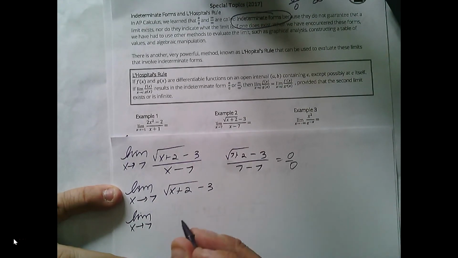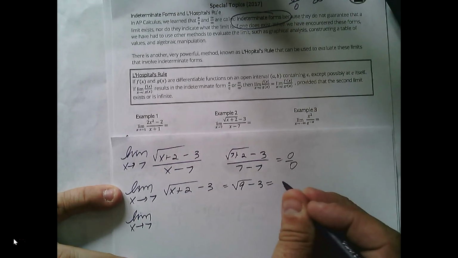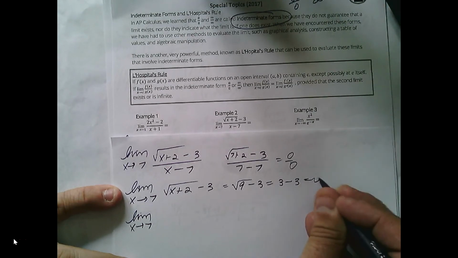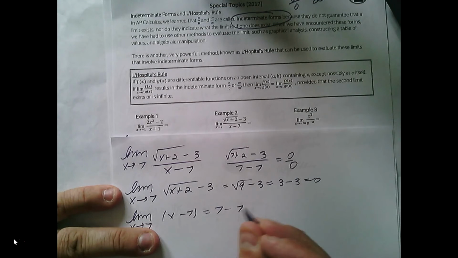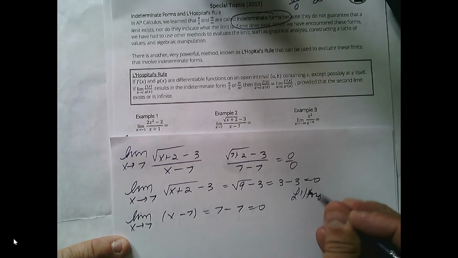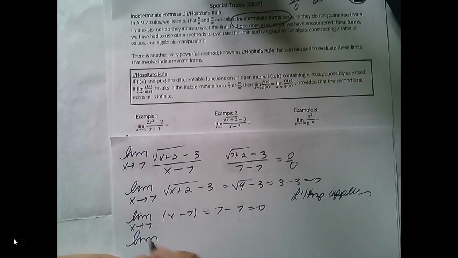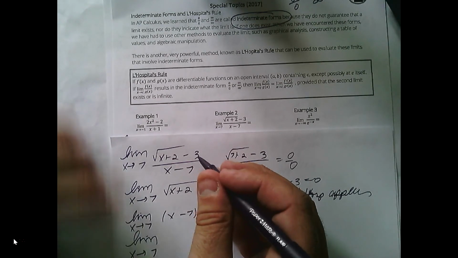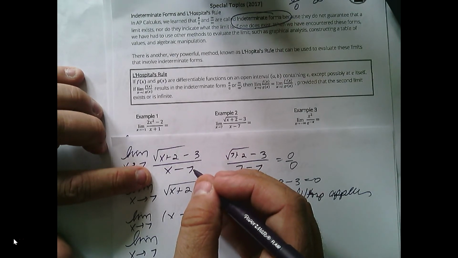Limit as x approaches 7, square root of x plus 2 minus 3. You get square root of 9 minus 3, which is 3 minus 3, which is 0. Limit as x approaches 7 of x minus 7 is 0. Aha! L'Hopital applies. We now take the limit as x approaches 7, the derivative of the numerator divided by the derivative of the denominator. This isn't quotient rule.